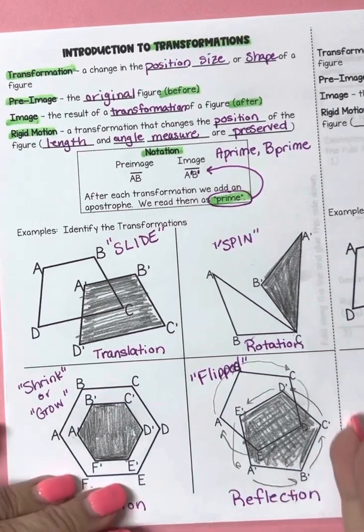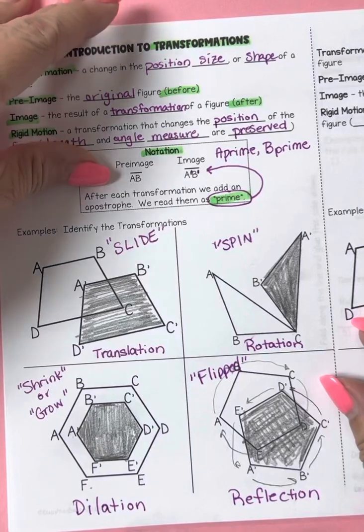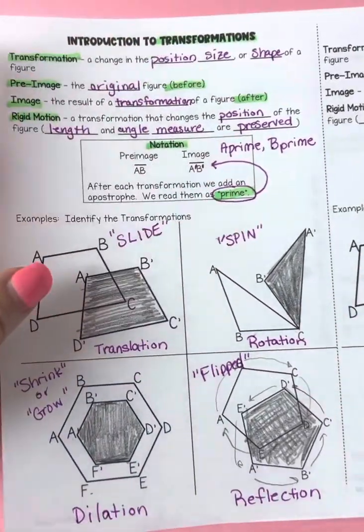All right? Now this is already cut, and so there's only one piece, and so you're just going to glue it directly to the page in your interactive notebook.